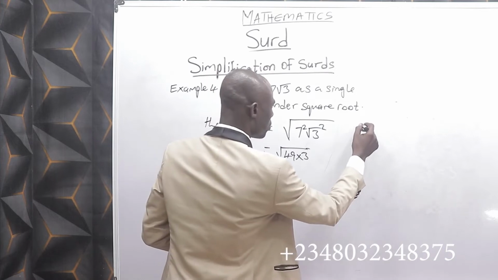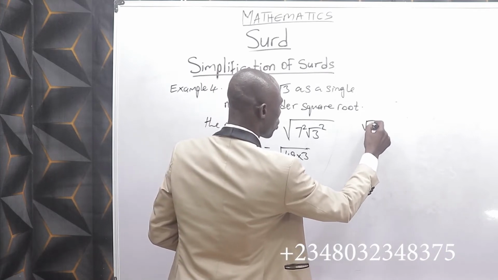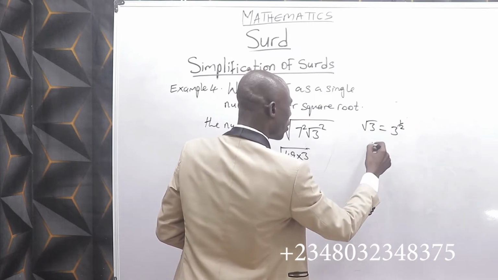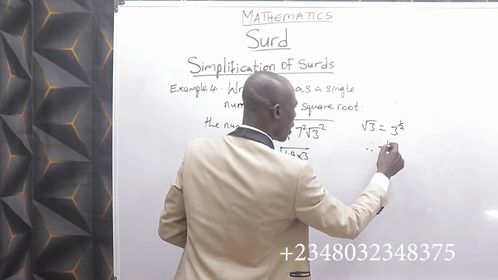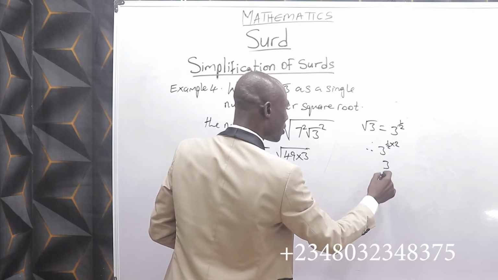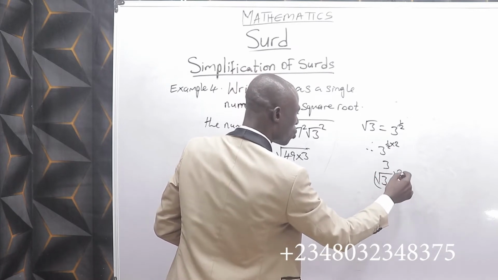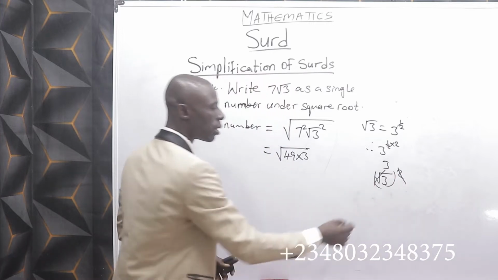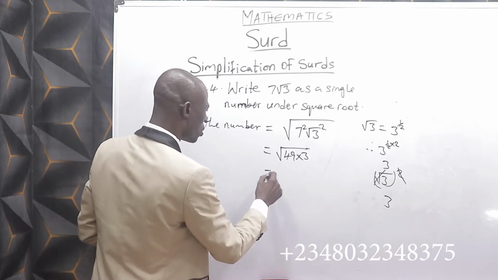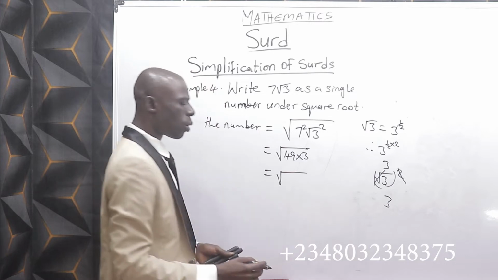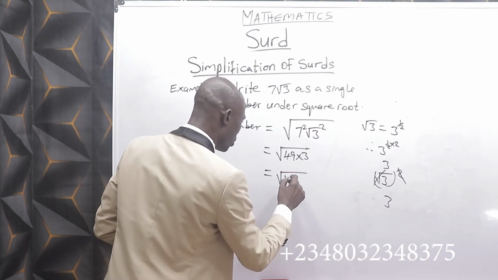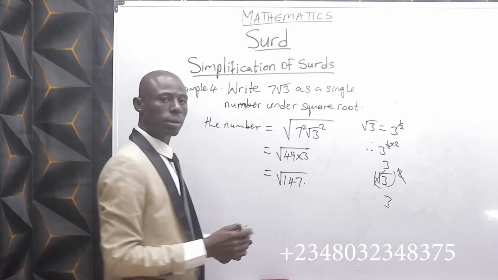I've told you the reason, the rationale behind that. Square root of 3 means 3 raised to power half. Therefore, 3 raised to power half times 2 gives 3, which is the same thing as square root of 3 raised to power 2, in which we believe that this cancels this to give 3. I hope my explanation is clear to you. So, this gives us 49 times 3. That is 147. That is it.